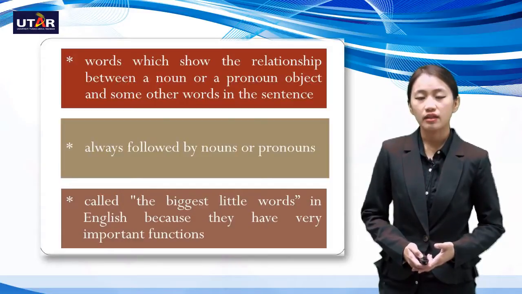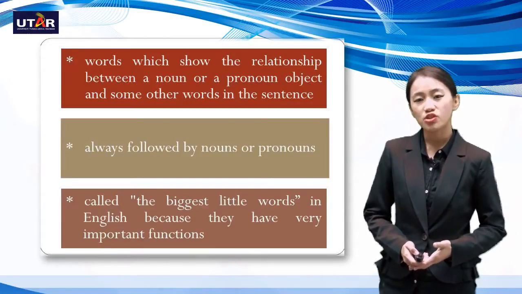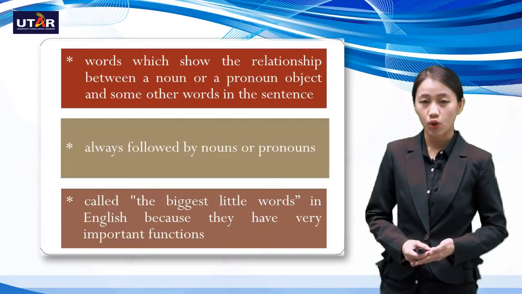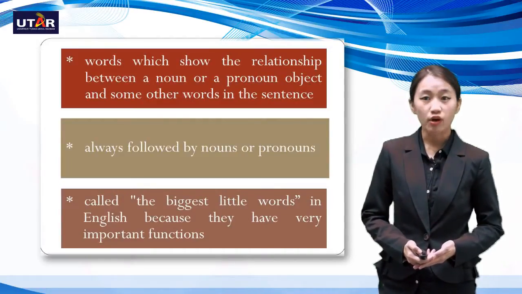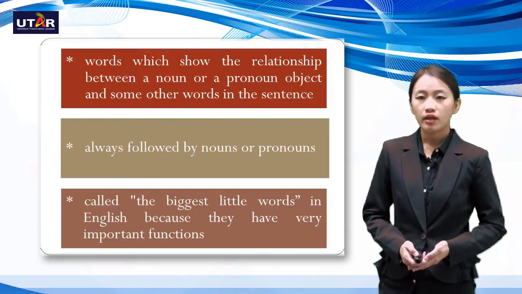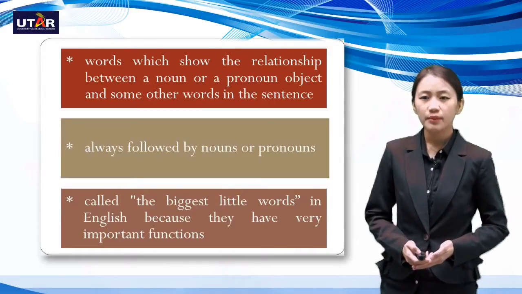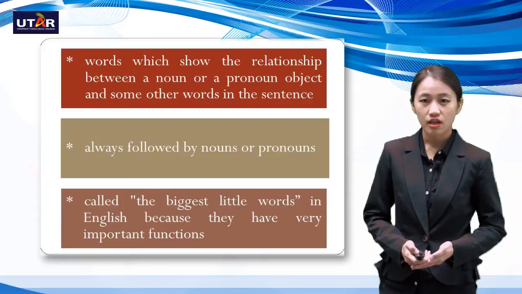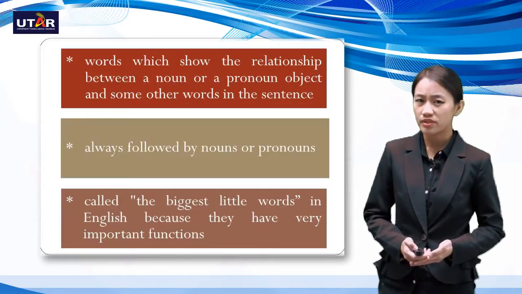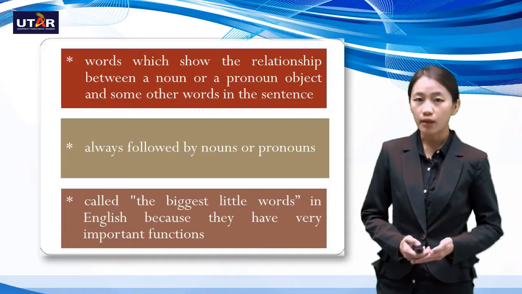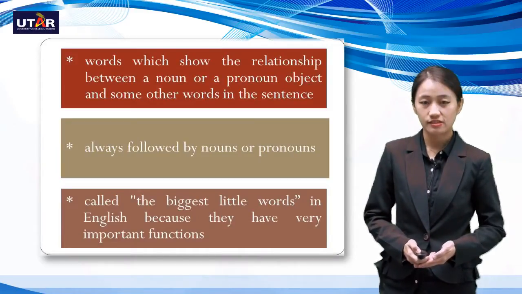Now let's look at the other explanation. Prepositions are always followed by nouns or pronouns. As you can see, prepositions cannot stay on their own. They require the help of nouns and pronouns. Furthermore, prepositions are called the biggest little words in English because they have very important functions. Even though prepositions consist of only two letters at least, they are considered important when constructing sentences.